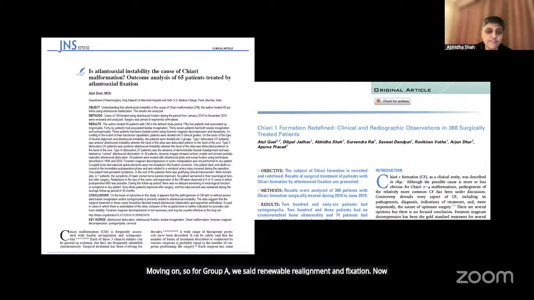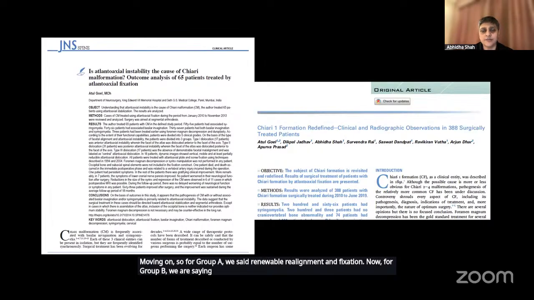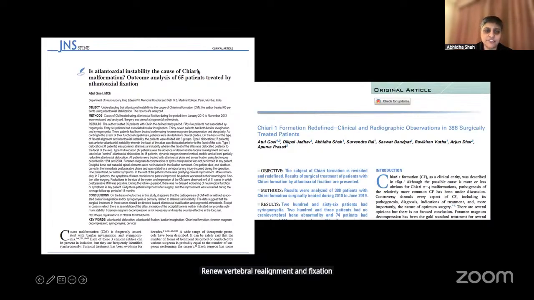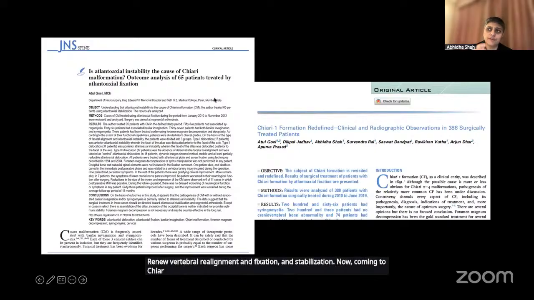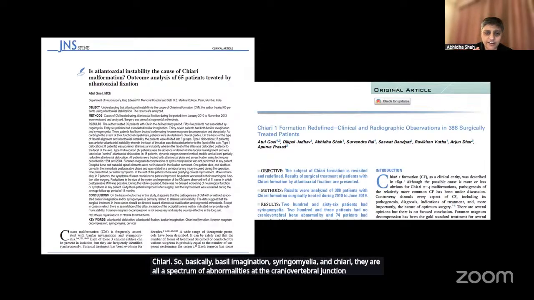Moving on, for group A, we said craniovertebral realignment and fixation. Now for group B, we are saying craniovertebral realignment and fixation and stabilization. Now coming to Chiari. Basically, basilar invagination, syringomyelia, and Chiari are all a spectrum of abnormalities at the craniovertebral junction, and the heart of these abnormalities is atlantoaxial instability.